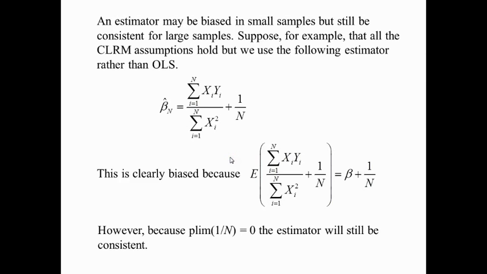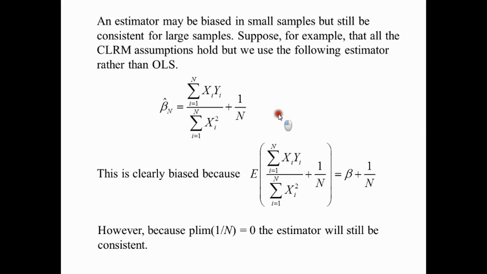Now we can show again that an estimator can be biased in small samples but still be consistent for large samples. So let's take an example here. Suppose that instead of the OLS estimator, we use beta hat n, with sample size n, as the sum of xy over the sum of x squared, plus 1 over n. Again, not a particularly sensible estimator to use, but we're using this to make a point. We're making the point that we can have an estimator which is biased in small samples but consistent in large samples. It's clearly biased because if we take expectations of this, the expectation of this estimator will be beta plus 1 over n. But of course, because the probability limit of 1 over n is equal to 0, this estimator will still be consistent. So we can have estimators which are biased in small samples but consistent when we take a large sample.